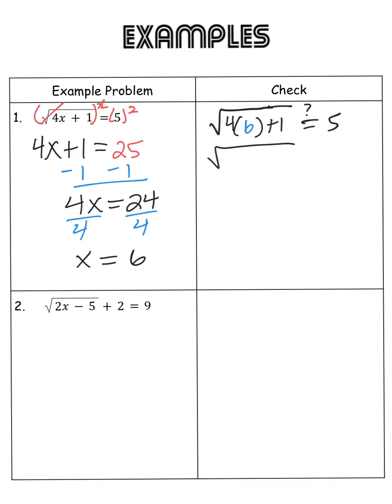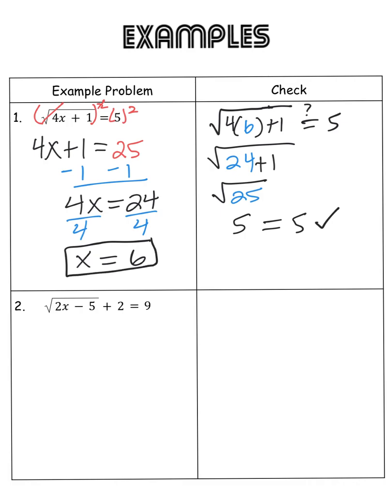So 4 times 6 is 24. 24 plus 1 is 25. And the square root of 25 is 5. So then we check, does it equal what we wanted it to equal, which was 5? Yes, it does. So that means x equals 6 is our solution and not extraneous. Since this is true, x equals 6 is not extraneous.